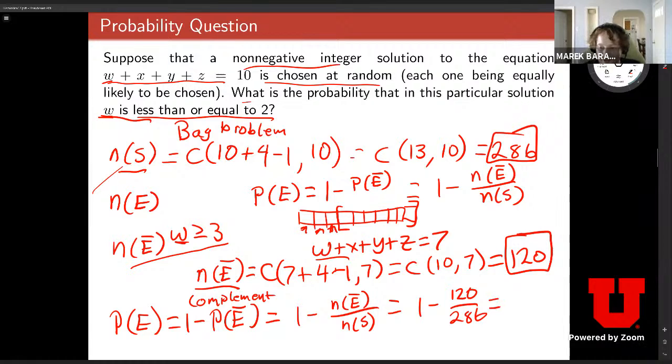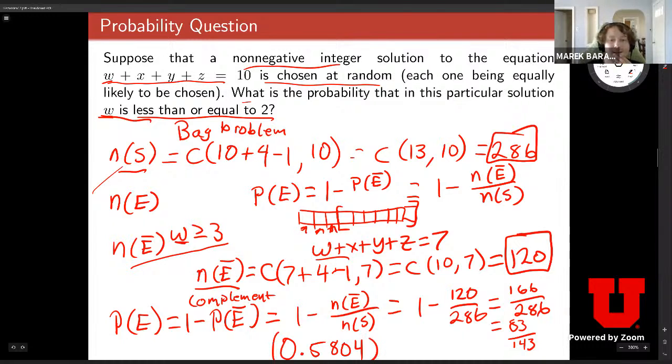Since I'm not going to do the math live, that's 166 over 286. And apparently in reduced form, that's 83 over 143. And if you care, that's approximately equal to 0.5804. So you're a little more likely to have w be greater than 2, right?